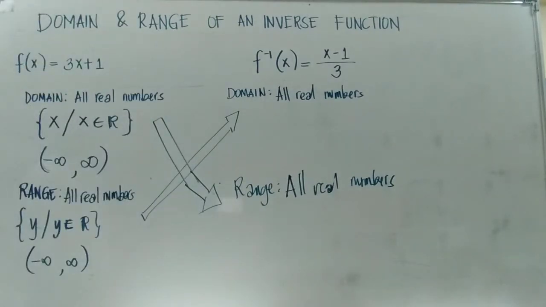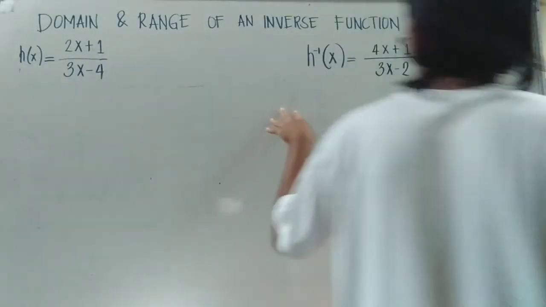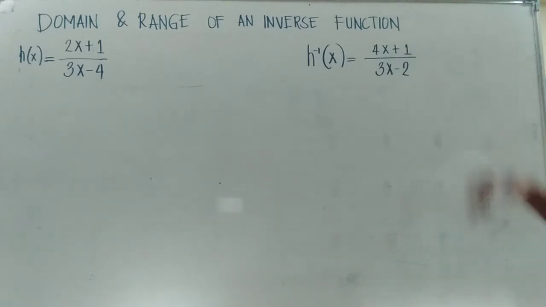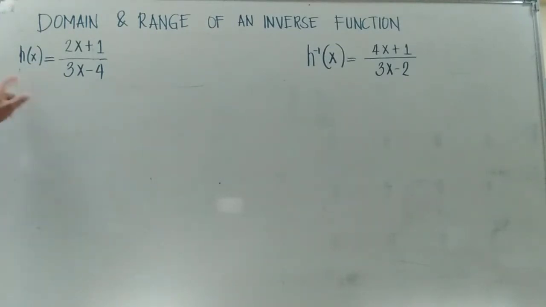Okay, so our first example is very easy. Let's go to another example. We have h of x equals 2x plus 1 over 3x minus 4, and its inverse is 4x plus 1 over 3x minus 2. Let us first identify the domain and range of h of x.